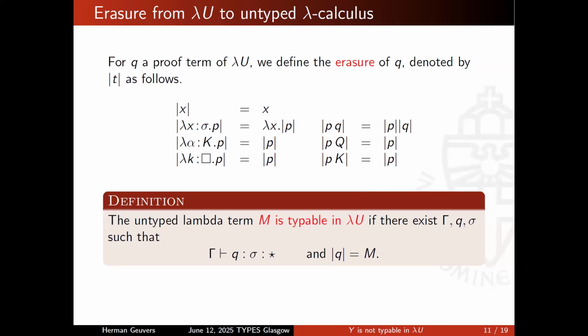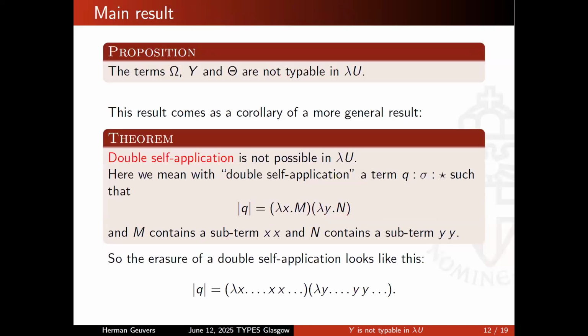So how do we do this? This is the main result. The main result is that omega, Y and theta are not typable in lambda U.